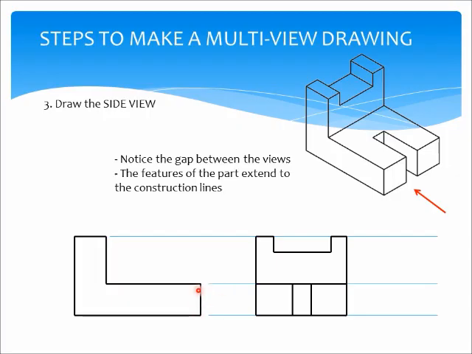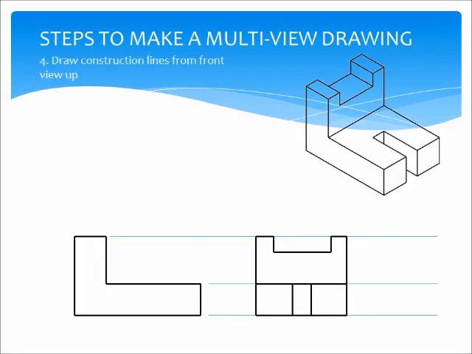Also, the features of the part extend to the construction line. This is the top of the bottom surface, and you can see that this square right here only goes up to the top because that's where it is. That construction line lines up that face with the side view. Do you see that? Same thing with the top. It doesn't go past the top or below it because it is the top. It goes up to that top line.